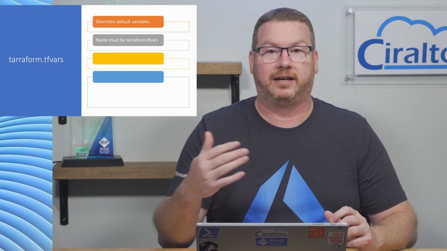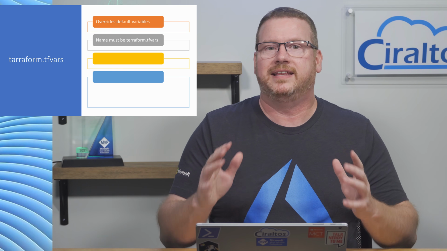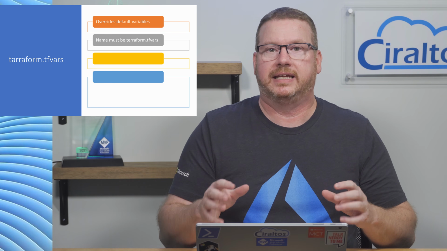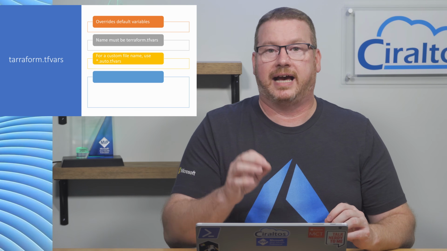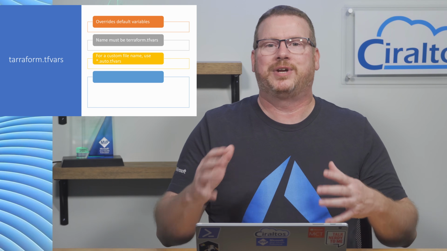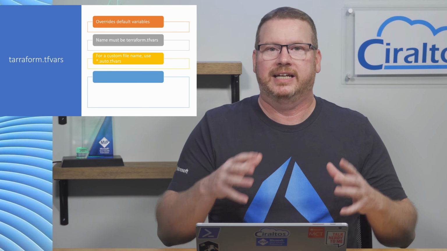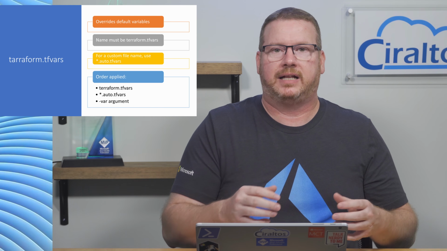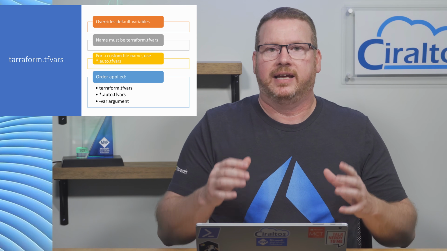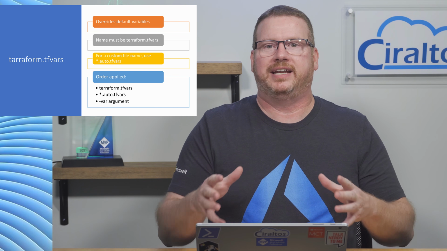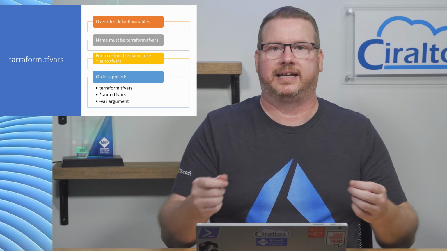Something to note about the Terraform.tfvars file, the name has to be Terraform.tfvars. Alternatively, give it the file extension .auto.tfvars and you can give it any name you want. You can also use a combination of the 3, a Terraform.tfvars file, an auto.tfvars file, and the command line argument. That's the order of precedence when using multiple files. Let's create a Terraform.tfvars file next.